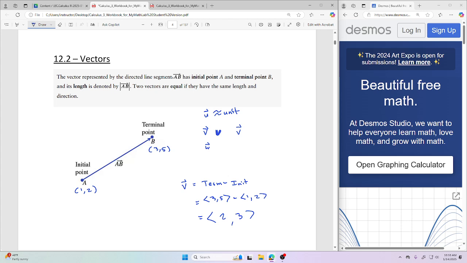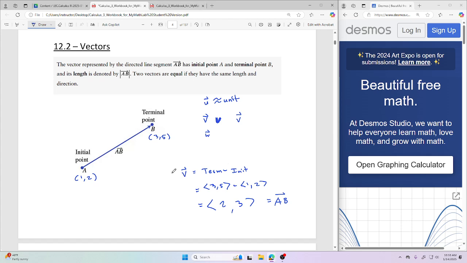So that's our movement from A to B. I would say this is the A to B vector. That's another way to notate that. Of course, that's not to scale, but we just do what we can. Good with that? To find the magnitude, I think that's probably on the next page.